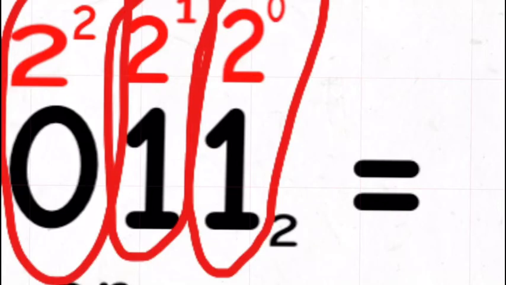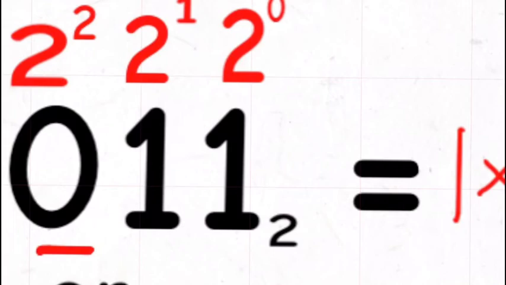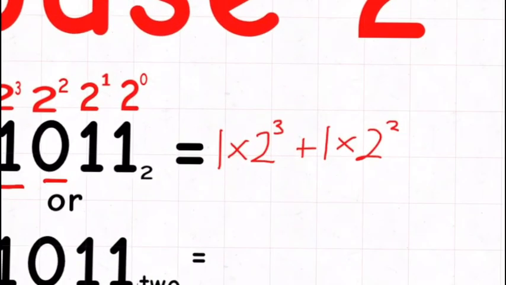Unlike base 10, which had 10 raised to the power 0, 10 raised to the power 1 at the tens, 10 raised to the power 2 for the hundreds, and 10 raised to the power 3 for the thousands. So you could call this ones, you call this twos, you call this fours, and you could call this eights, because 2 raised to the power 3 is 8.